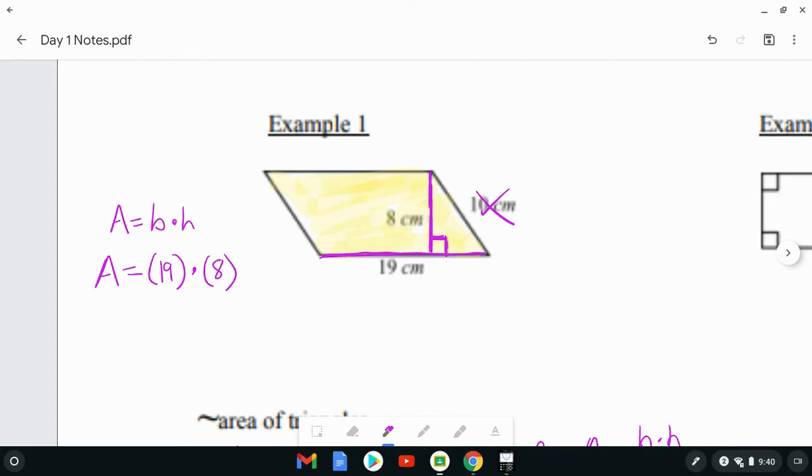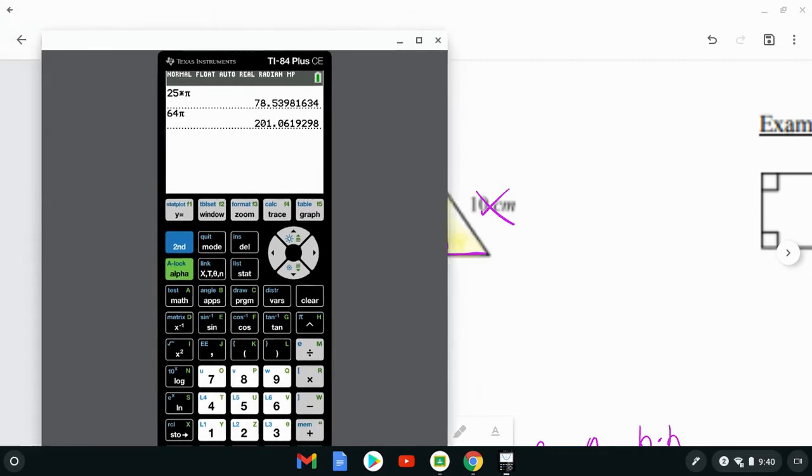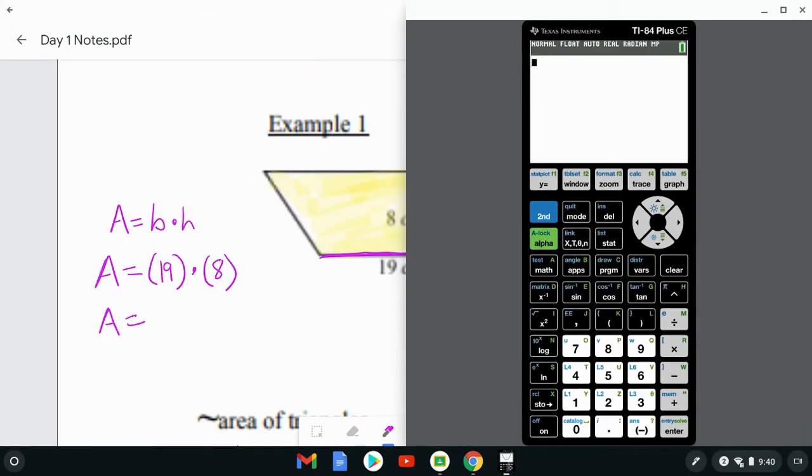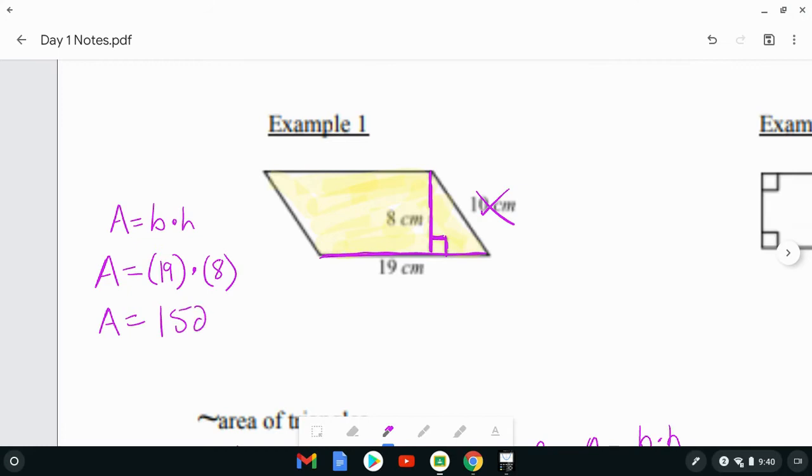Once we have those numbers, we're going to plug them in and go ahead and use our calculator to find the total area. So we have 19 times 8, and we're going to go ahead and get 152. Don't forget, we said it before, our units are centimeters, but because we found the area, it's going to be centimeters squared.